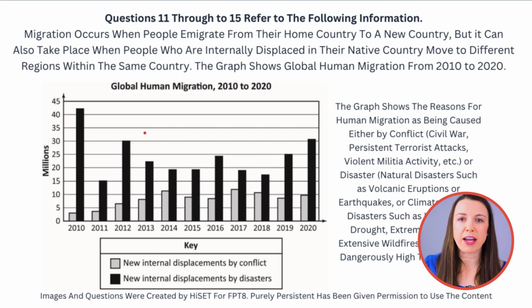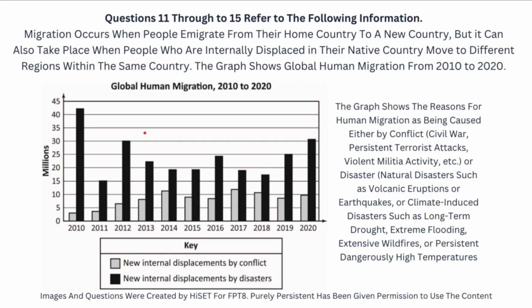Migration occurs when people migrate from their home country to a new country, but it can also take place when people who are internally displaced in their native country move to different regions within the same country. The graph shows global human migration from 2010 to 2020. The graph shows the reasons for human migration as being caused either by conflict, civil war, persistent terrorist attacks, violent militia activity, etc., or disaster, natural disasters such as volcanic eruptions or earthquakes, or climate-induced disasters such as long-term drought, extreme flooding, excessive wildfires, or persistent dangerously high temperatures.